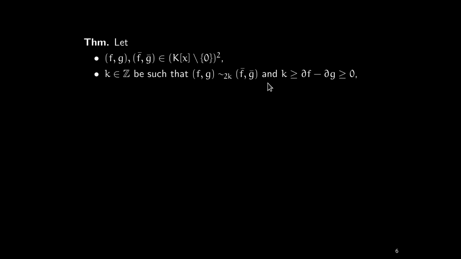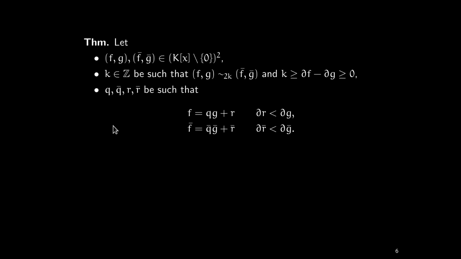It is easy to see, but here's now the theorem that we'll have to discuss. So let's go very slowly through this. We assume we have two pairs of polynomials, like in the definition on the previous slide, and we assume that there's a k such that these two pairs coincide up to 2k. Observe that there's a 2k here, and we also assume that k is bigger than the degree difference, and that the degree difference is at least 0.